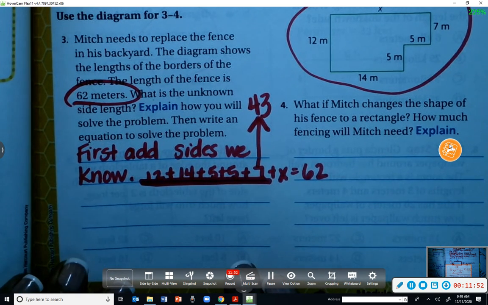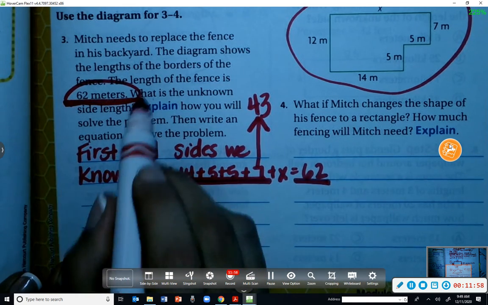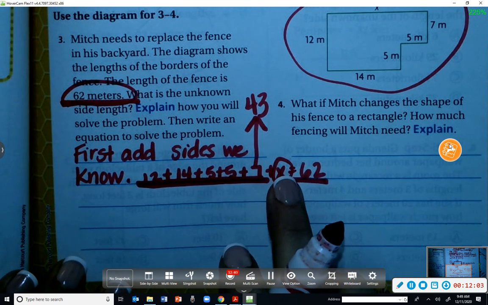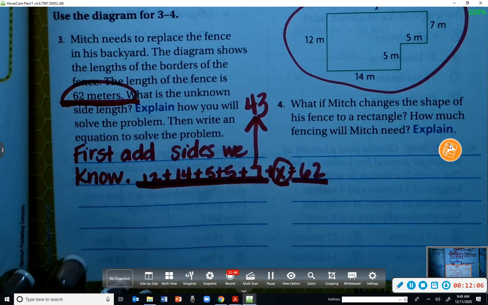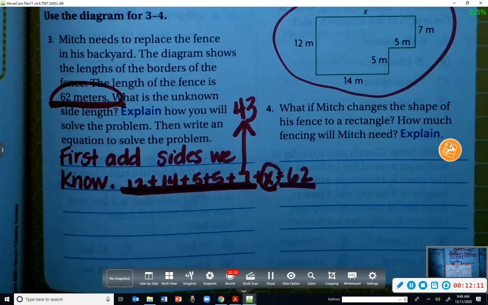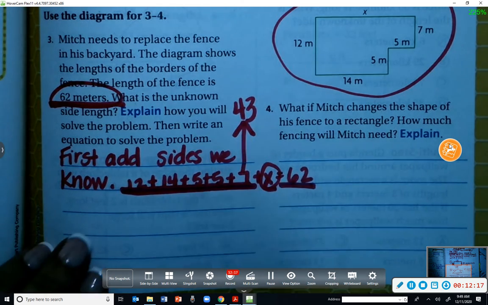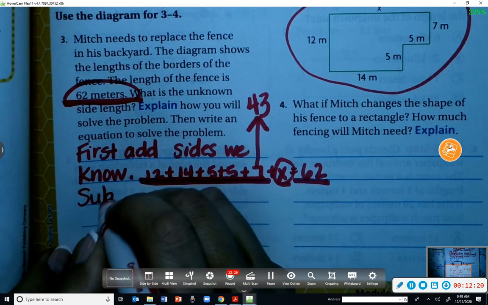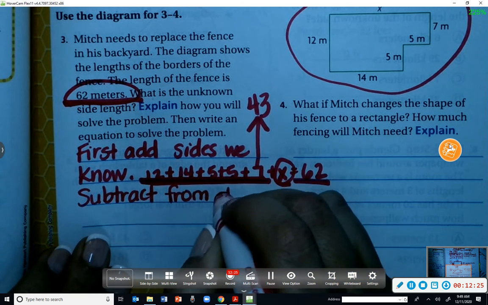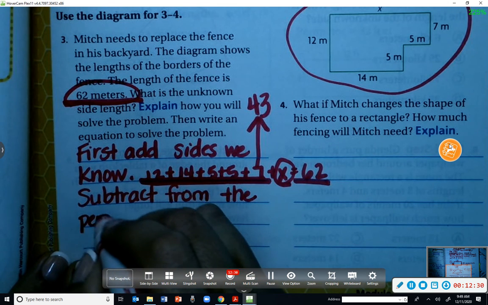Okay, so what would I do next? 62 is the total, the perimeter. Because if you add up x with it too, it will equal the perimeter. We don't know what x is yet. Okay, so 43 is the sides we know. What would we do next? What's the second step? After we add the sides we know, what do we do, Evangeline? Subtract from what? The perimeter.